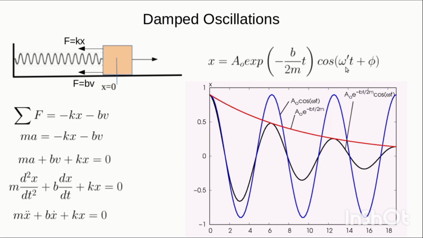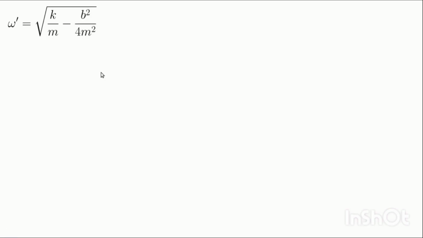Our W prime here is no longer the square root of K over M that we used to know. Our W prime is now the new expression: the square root of K over M minus B squared over 4M squared. Where K over M, if we take the square root, is usually termed the natural angular frequency, while this other term is a result of the damping.